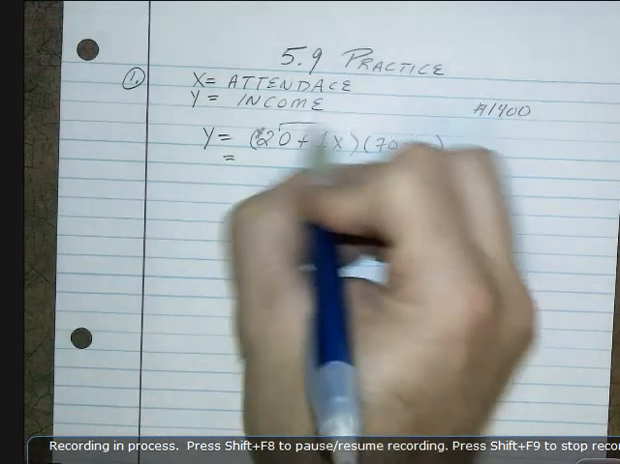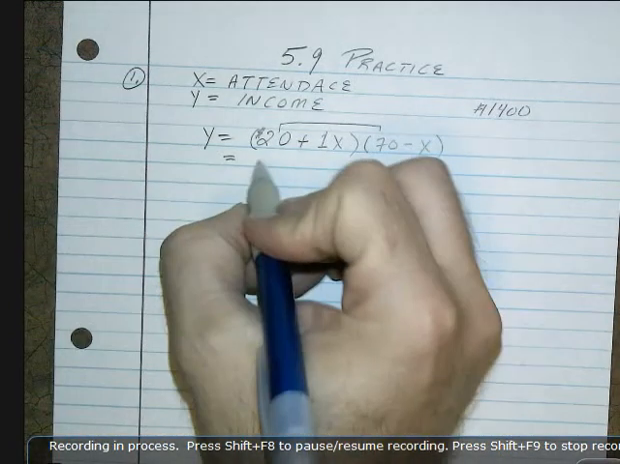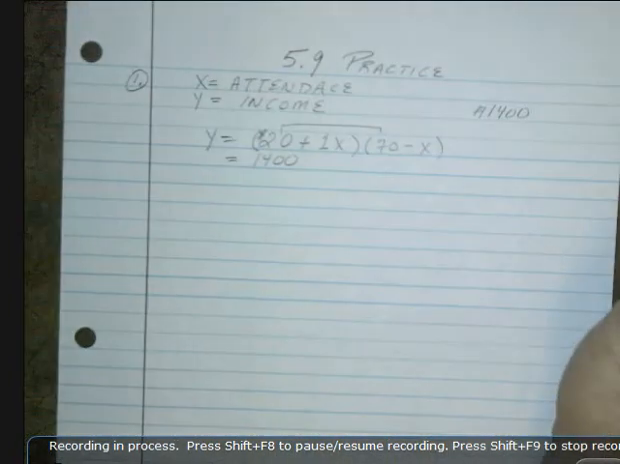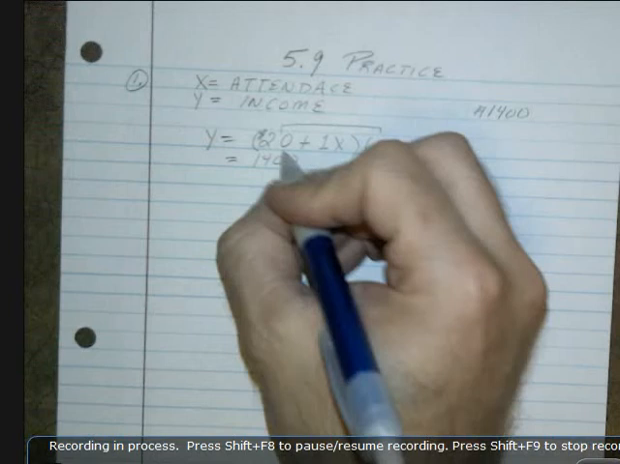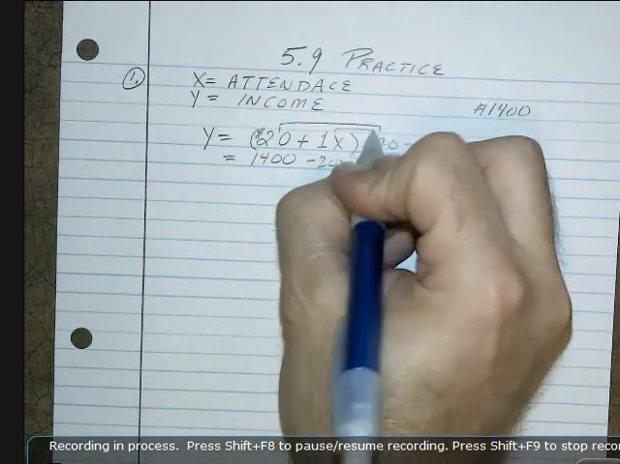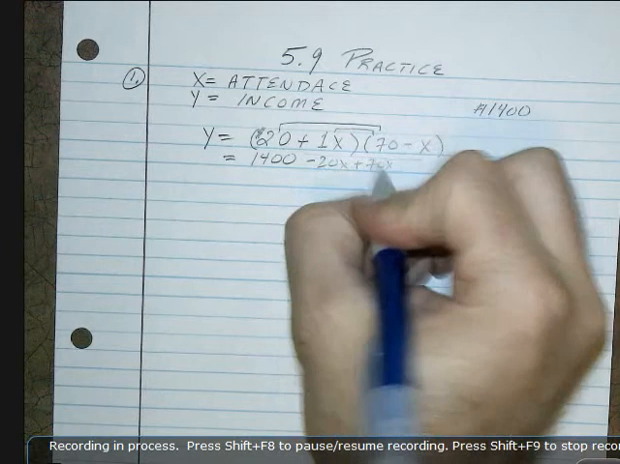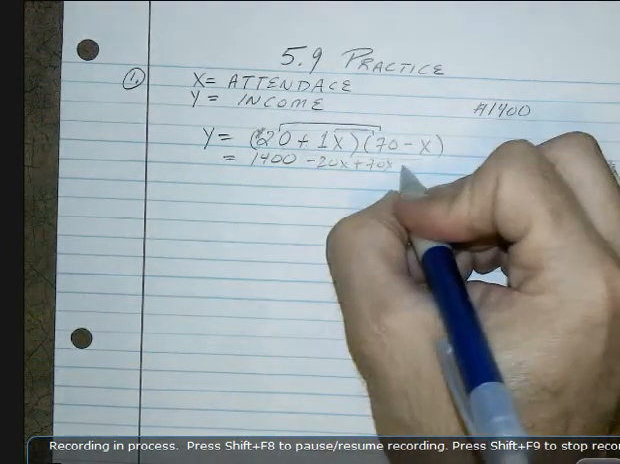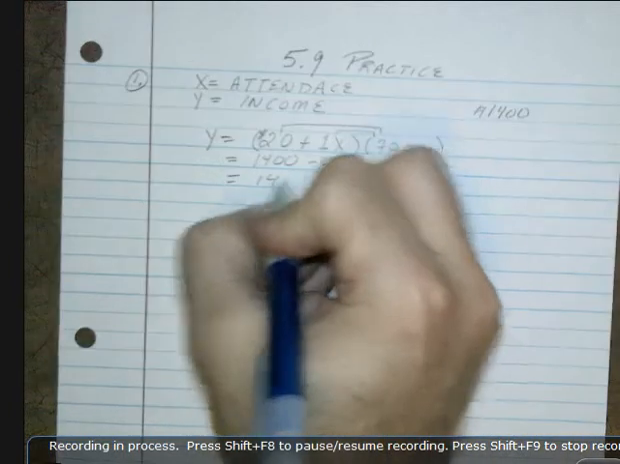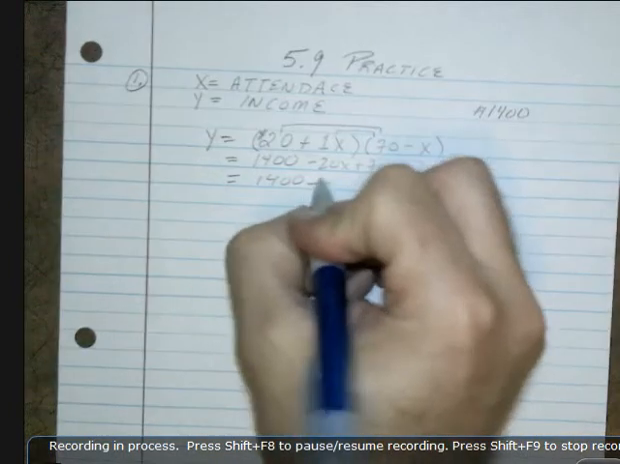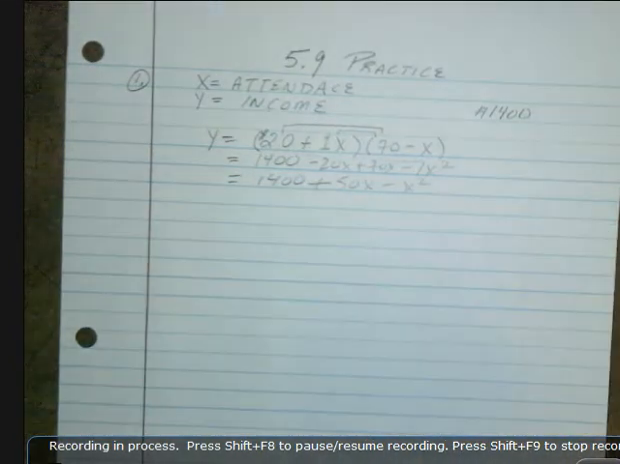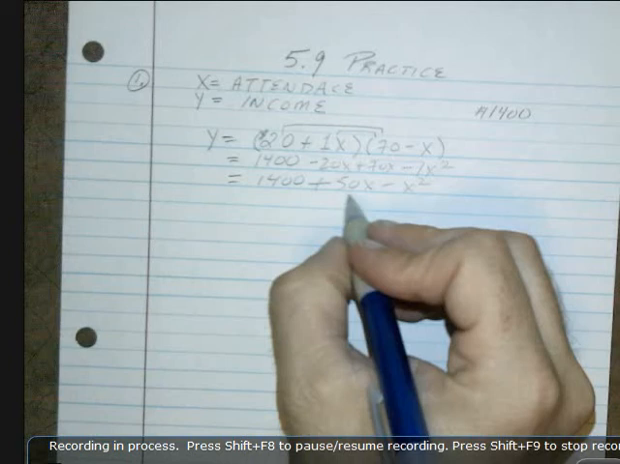So first, 20 times 70, that number should look familiar. That's your income from last year. Then your outside terms, 20x, so minus 20x. Your inside terms, plus 70x. And then positive 1 times a minus 1x is minus 1x squared. Okay, simplify that. I get 1400 plus 50x minus x squared. So essentially, the 1400 changes, and the change is based on the attendance.